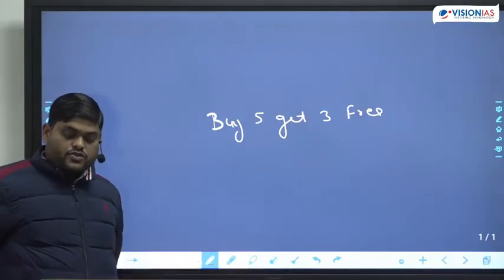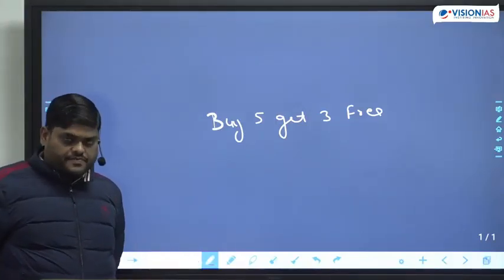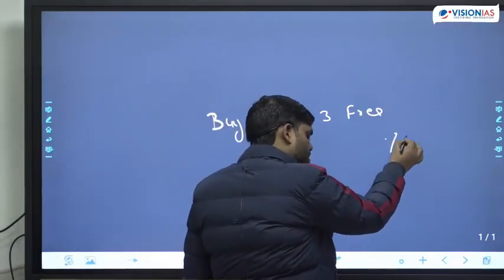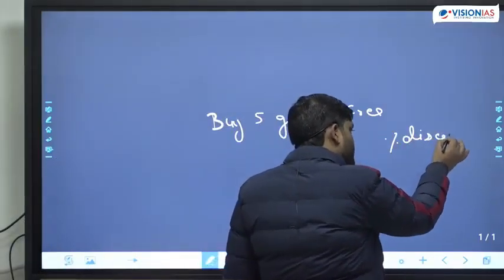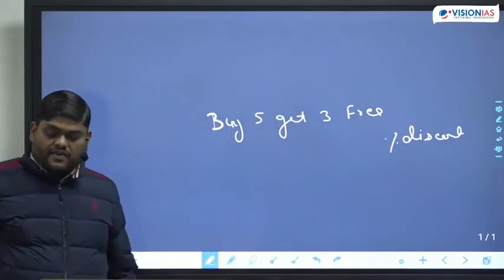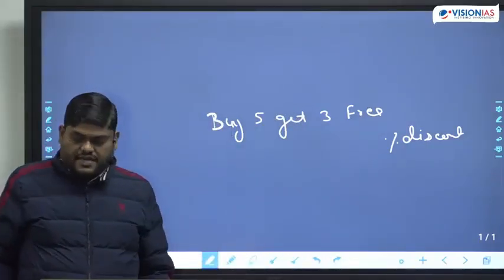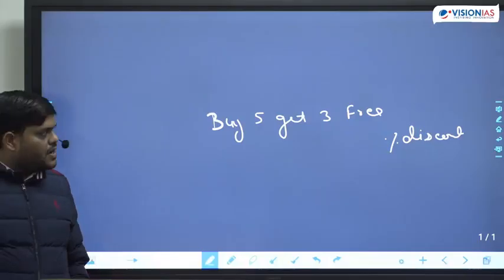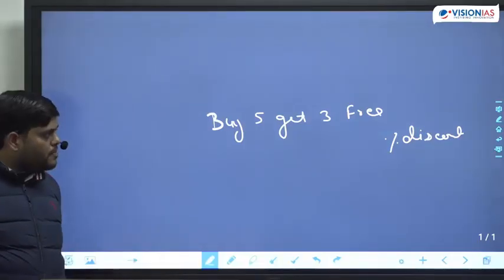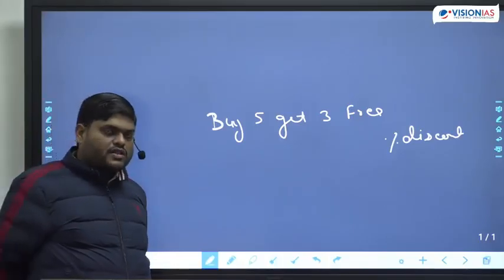So the question was, buy 5, get 3 free. Find the percent of discount. This was the question I gave in the last class, for homework. So how do we solve this question?